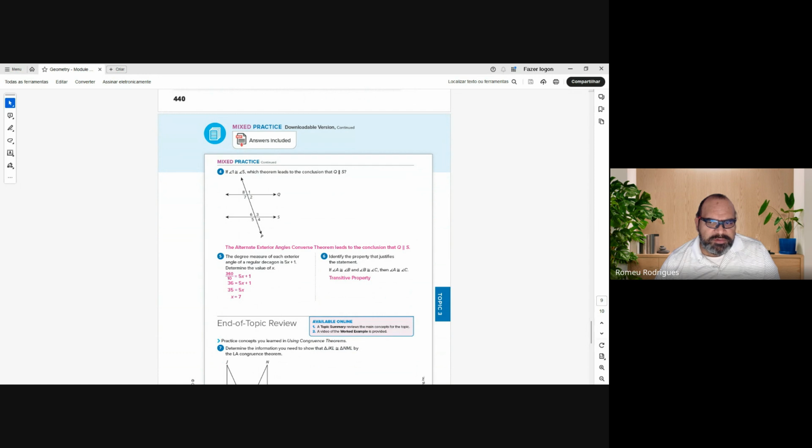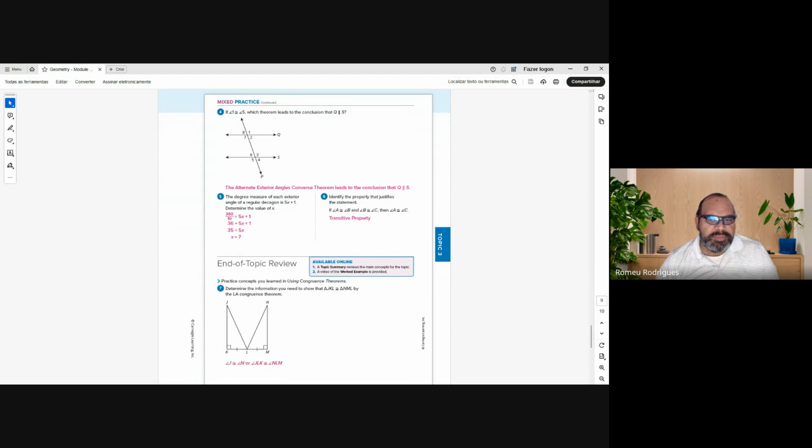Alternate exterior angles, converse theorem. Okay, the same thing. Remember that we talked about the converse theorems, the opposite direction. They give the angle. You need to prove they are parallel. It's the opposite direction. Okay. Number 5 is just a formula to calculate, and we see here x equals 7. And which property do we see: A congruent to B and B congruent to C, then A congruent to C. It's the transitive property, okay? Because it's transit, change the position.